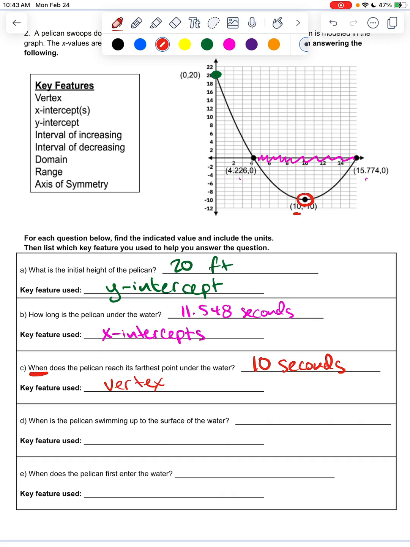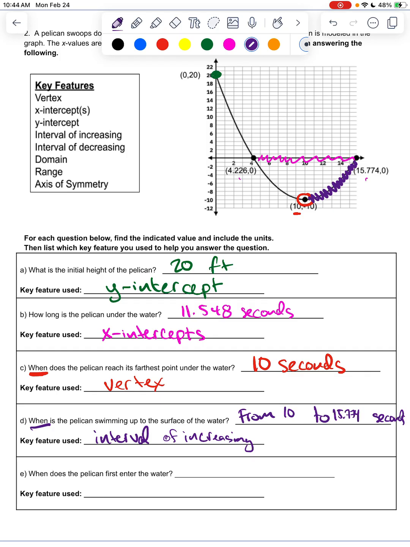When is the pelican swimming up to the surface of the water? Which part of the graph is that? Okay, when means we're dealing with time, but swimming up is not just 1 point. It's this entire region of the graph. So that is an interval, in this case, of increasing, which means when we answer the question, we say from blank to blank seconds. In this case, 10 to 15.774.